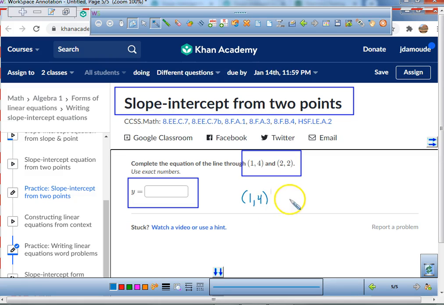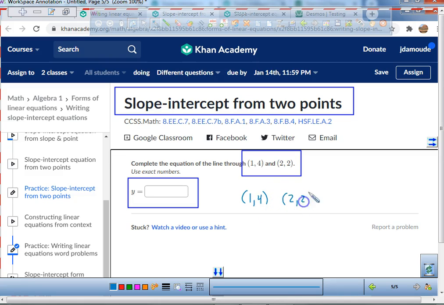1 and a 4 and a 2 and a 2. This is how you would do it by hand. I'm labeling this x1 and y1 and x2 and y2. The slope formula that you will see on your formula chart will say y2 minus y1 over x2 minus x1. That's what it will say. So if I want to find the slope of this graph, this is what you would do.